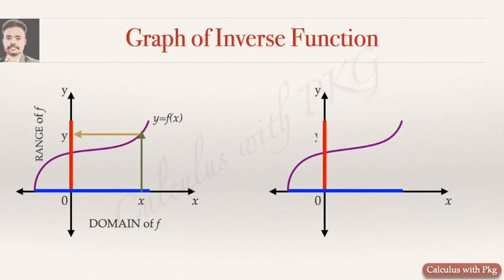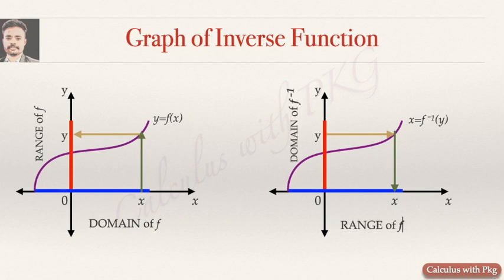So start with the point y on the y-axis, go horizontally to the graph of y equal to f of x, and then move vertically to the x-axis, as shown by the little animation I have played here, to read the value of x equal to f inverse of y. So here the graph is x equal to f inverse of y. Now the blue color line gives you the range of f inverse.